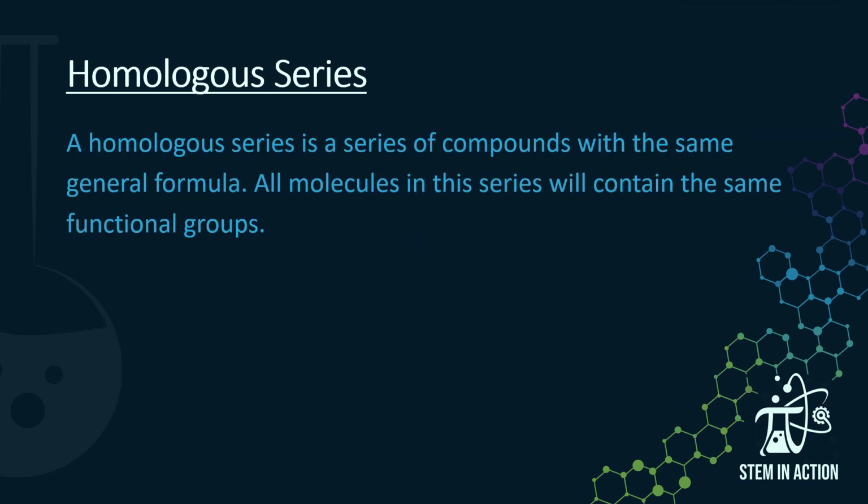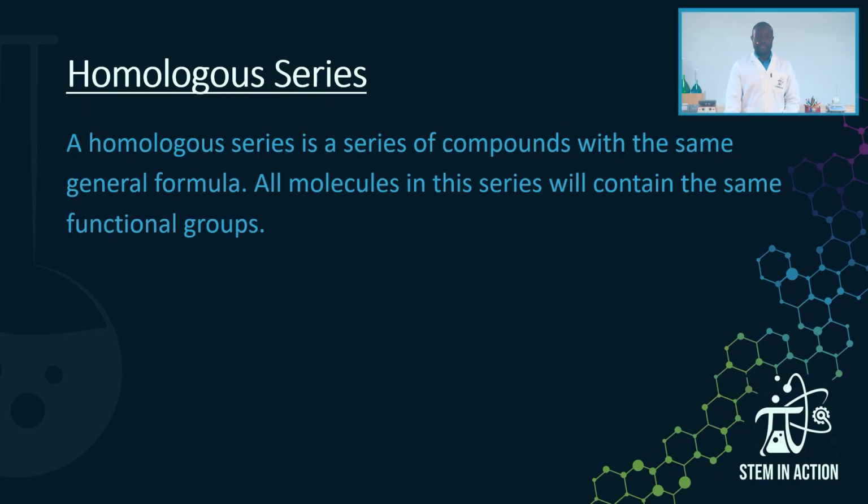The next definition that we are going to look at is homologous series. So a homologous series is a series of compounds with the same general formula. All molecules in this series will contain the same functional group. So this allows us to classify compounds that contain the same functional group into a series with increasing mass.